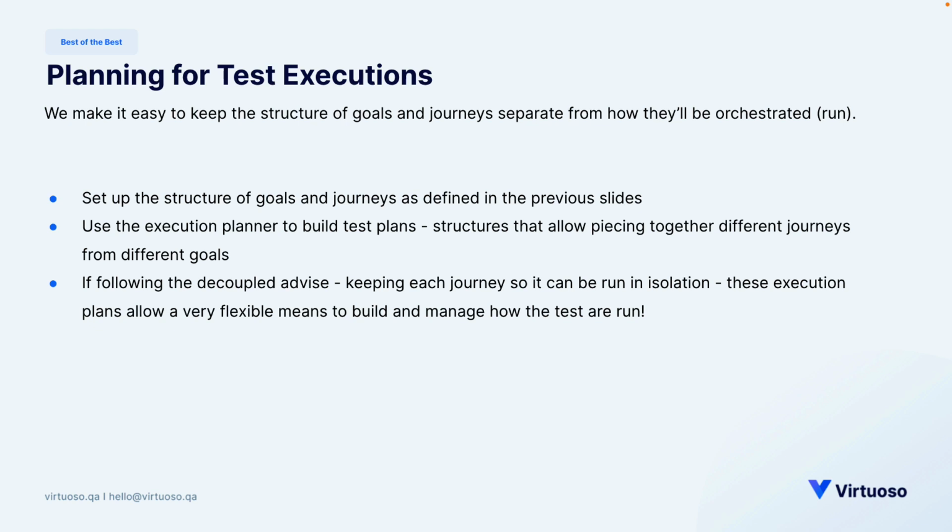So still go ahead and set up your goals and journeys as we've defined previously. So a goal would be roughly a module of the application and a journey test within that module. But then use the execution planner to build your test plans. So piece together different journeys from different goals. And if you followed that decoupled advice, so each journey can run in isolation, these execution plans are very flexible and they allow you to build and manage how the tests are run. So that's the final thing we're going to look at the end of this 101. So let's just take a look at that. Otherwise, these are the things you need to consider for best practice with Virtuoso as a 101.